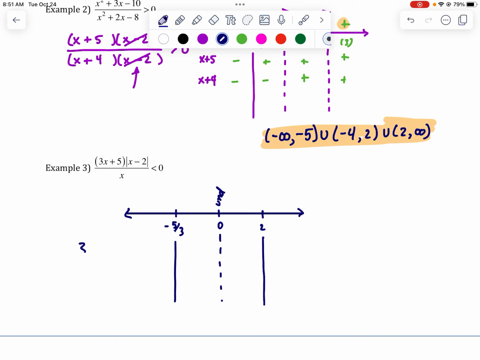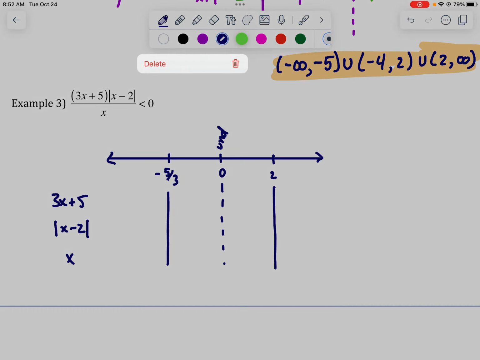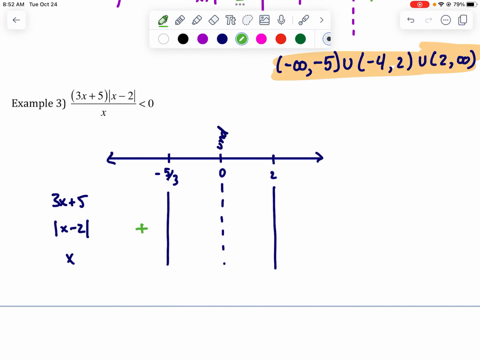Okay, so then my factors are 3x plus 5, the absolute value of x minus 2, and x. So the x minus 2, because it's an absolute value, we know that that's going to be positive, positive, positive, positive. Okay. So -5/3, so we'll just come down to like -10, and then we could go -1 and 1 and 3. Okay, so -10, so this is going to be negative, and then -10, so negative.